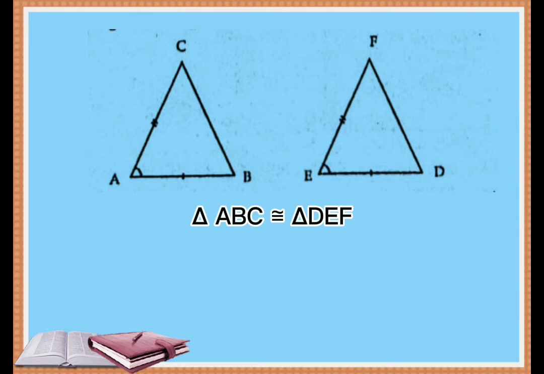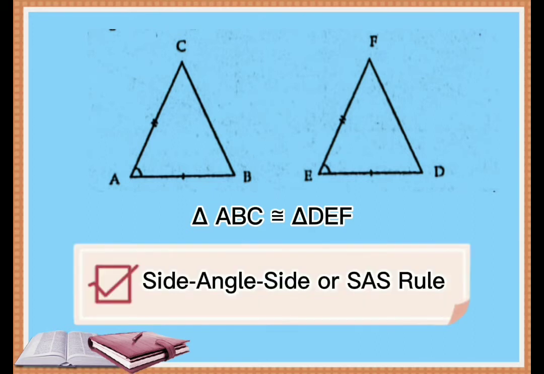Triangle ABC is congruent to triangle DEF since side AC is congruent to side EF and side AB is congruent to side DE and angle A is congruent to angle E. The two triangles are proven by the side-angle-side or SAS rule.